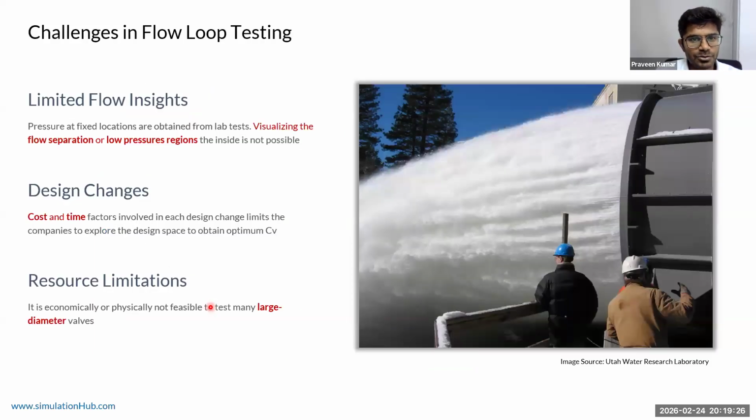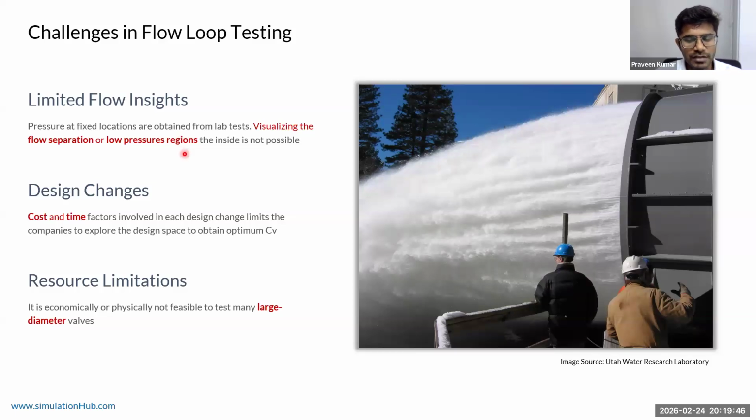So what are the challenges in the flow loop test? It provides you with limited flow insight. Whether the CV dropped because of flow separation regions, where I need to work on, that flow insight is missing. So what is happening inside?